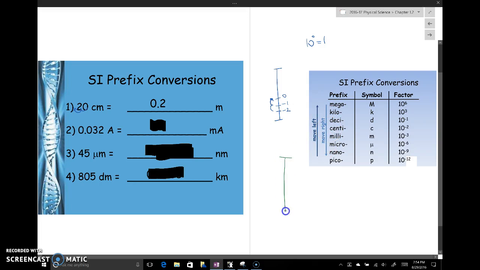Let's set up our number line. We're going from amps, so that's going to be 0, to milli, so that's negative 1, negative 2, negative 3. And we know we're going to move to the right 1, 2, 3 places. So we'll set this 1, 2, 3. It looks like our new value is 32 milliamps.